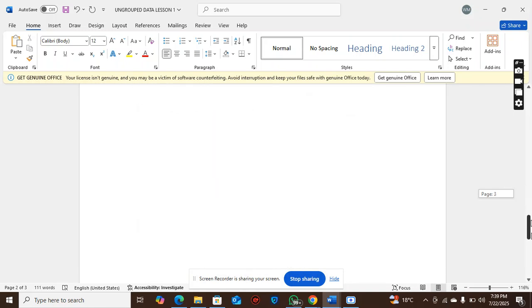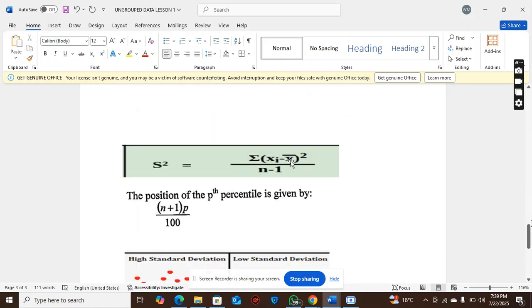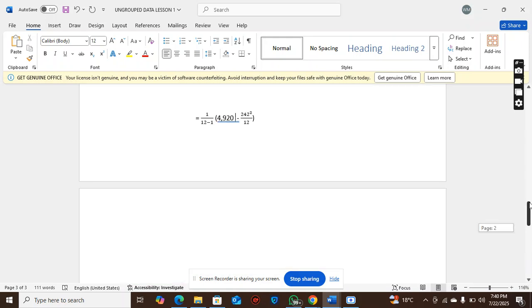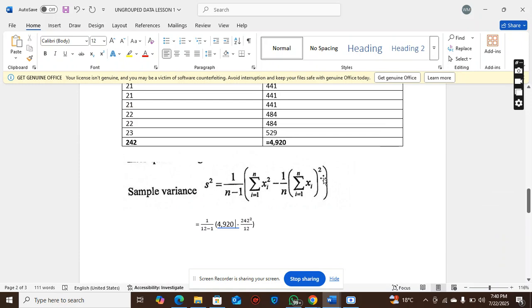So you're talking about this formula here. For these other formulas, as I'll show you, you subtract the mean from each value, then you square, and then you total up. This is the other formula. Now for this formula, it's just square each number, then get the total.